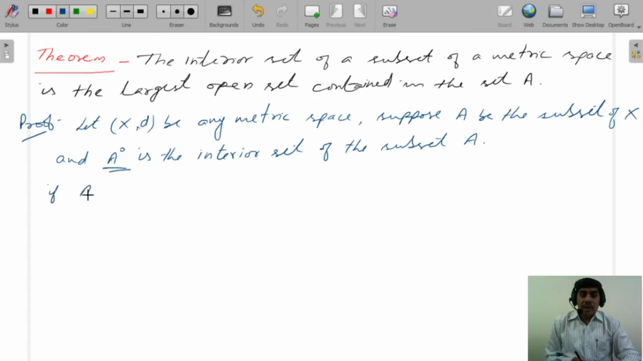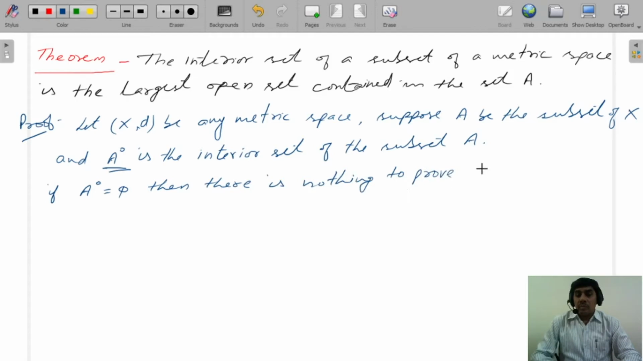If A interior is equal to the empty set, then there is nothing to prove, because the empty set is always an open set. That is, A interior is open.